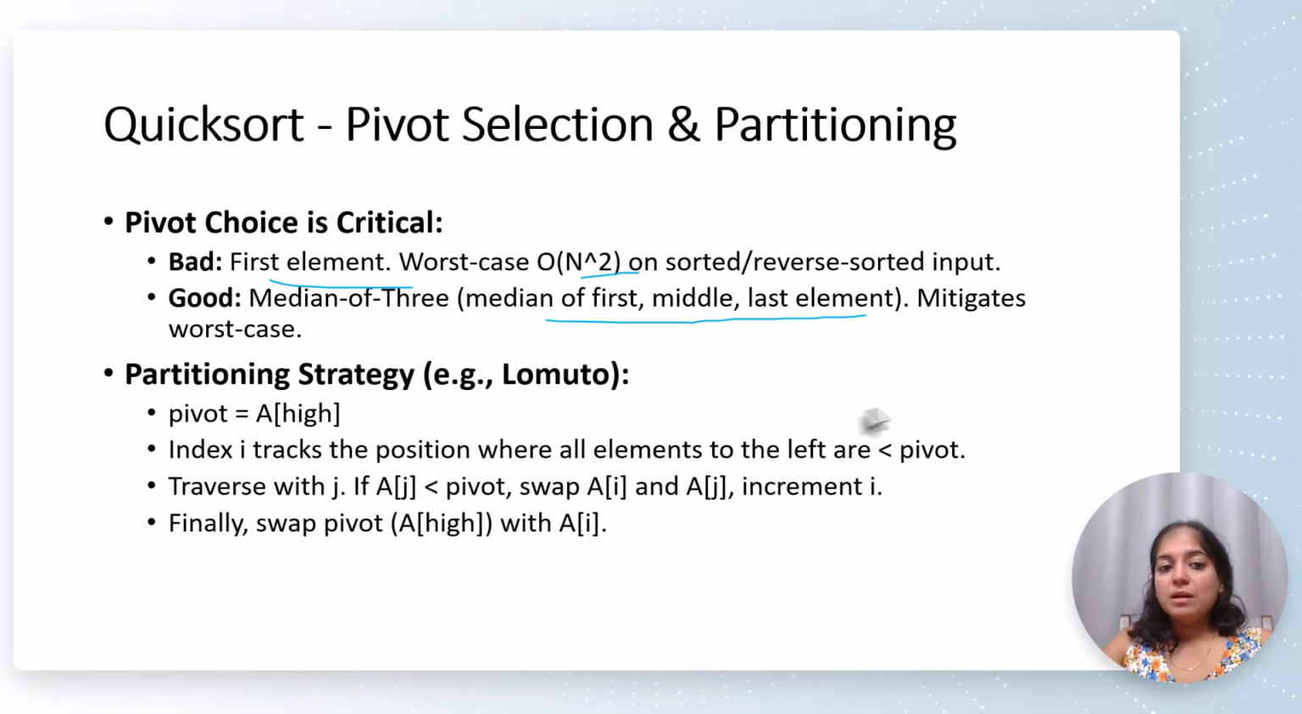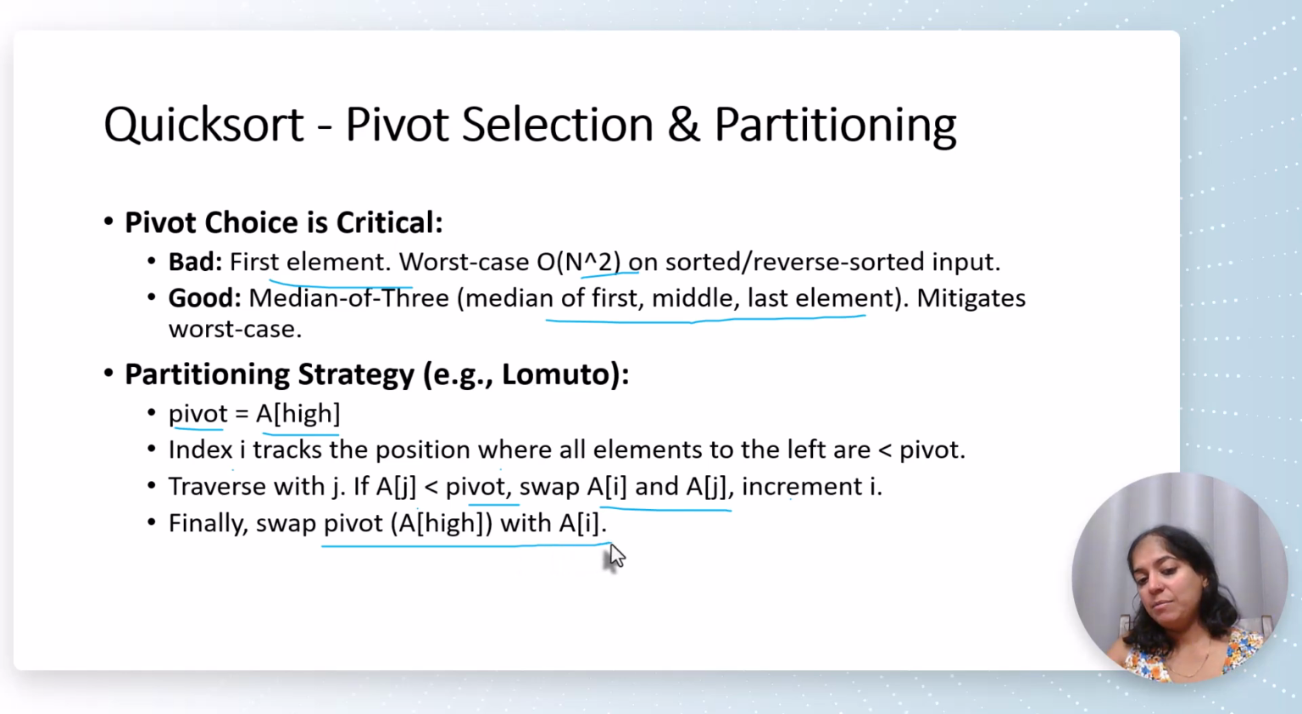Partitioning the array: what is the strategy of partitioning? We also call it Lomuto. We take the high element as the pivot element, which means the last element, as we did in the previous example. Then index i tracks the position where all the elements on the left are less than the pivot. So if an element is less than the pivot, swap it, and finally swap the pivot with the high element at index i.